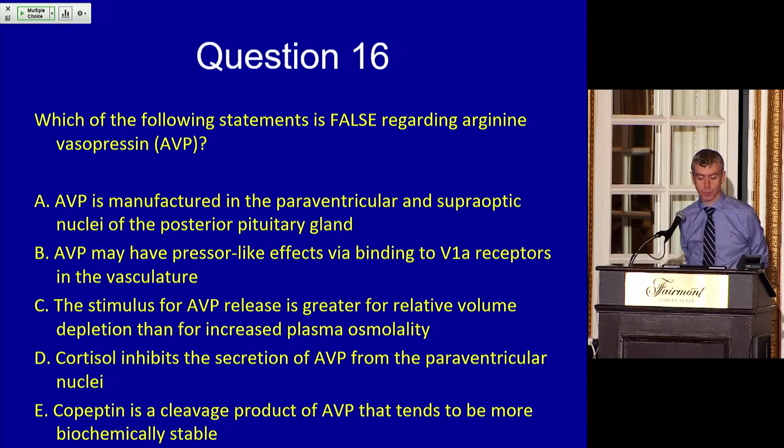Okay, question 16. Which of the following statements is false regarding arginine vasopressin? AVP is manufactured in the paraventricular and supraoptic nuclei of the posterior pituitary gland. AVP may have pressor-like effects via binding to the V1A receptors in the vasculature. The stimulus for AVP release is greater for relative volume depletion than for increased plasma osmolality. Cortisol inhibits the secretion of AVP from the paraventricular nuclei. Or copeptin is a cleavage product of AVP that tends to be more biochemically stable. So which of those statements is false?